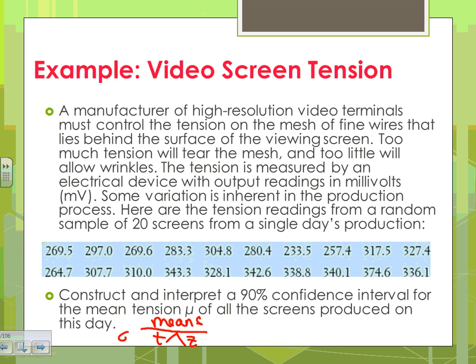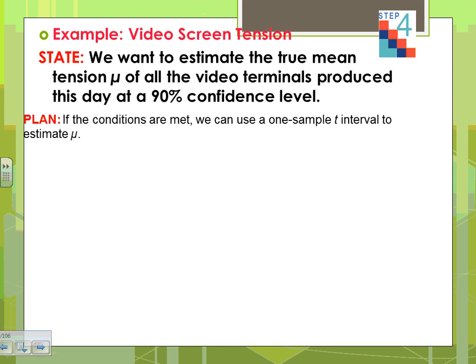So T's are when sigma is unknown. Z's are when sigma is known. So do you know the population standard deviation anywhere in this example? No, you do not. So we are going to be working with a one sample T interval for means. Okay? And we're going to be doing this at a 90% confidence level.